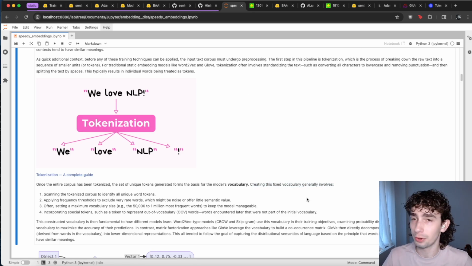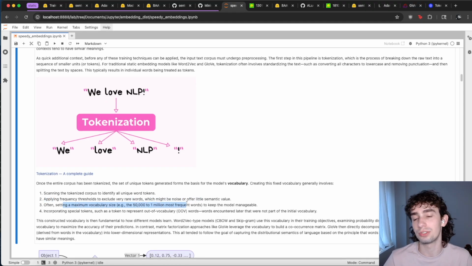However, creating a fixed vocabulary using something like tokenization is taking your first corpus of text and mapping all of those words, using a tokenizer, into actual numbers. We then usually identify all of the unique word tokens, apply some sort of frequency threshold to exclude very rare words, and then often set some form of maximum vocabulary size. Usually this is around 32,000 or upwards, depending on how crazy you want to get. And then different special tokens, such as representing out-of-vocabulary words or other unique Unicode characters, are going to be input in.